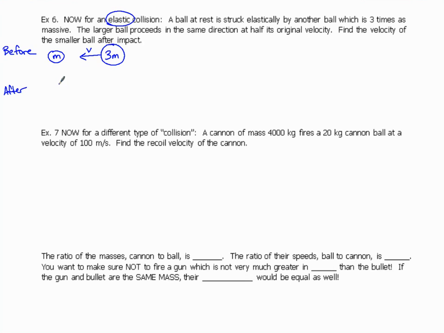we have both of them, and it is an elastic collision, so they are going to hit and they are going to bounce apart. So here's the first ball, here's the second, more massive ball. What it tells us about the larger ball is that it proceeds in the same direction at half its original velocity, 1/2 v. We want to know, find the velocity of the smaller ball after impact. And so we are looking for the velocity of this ball.